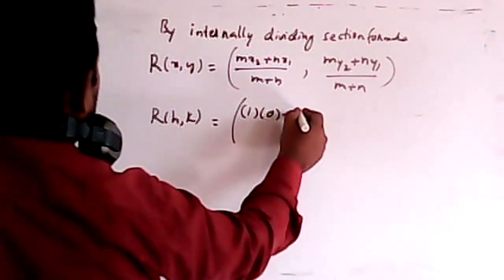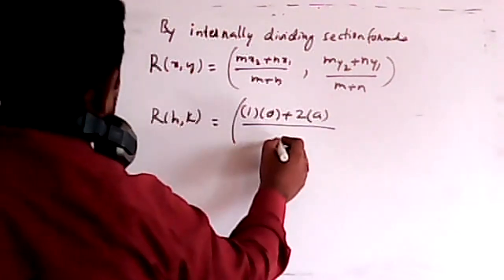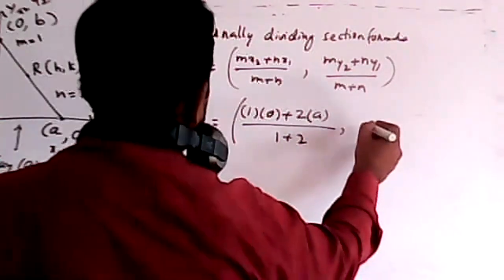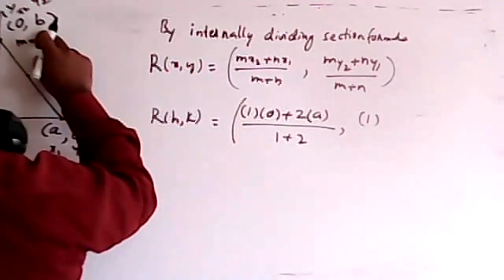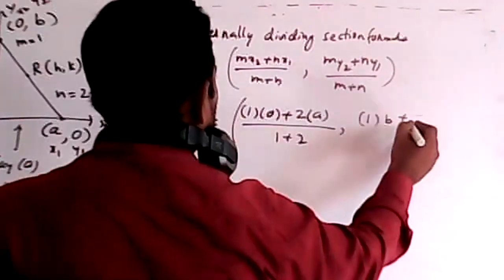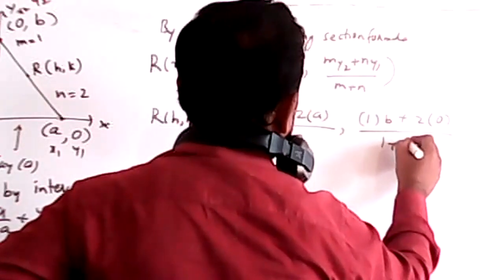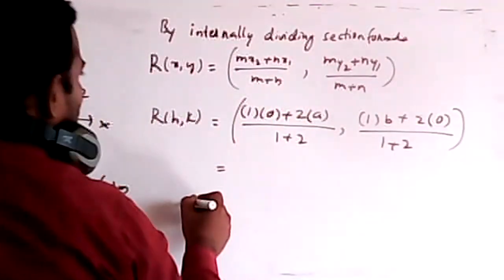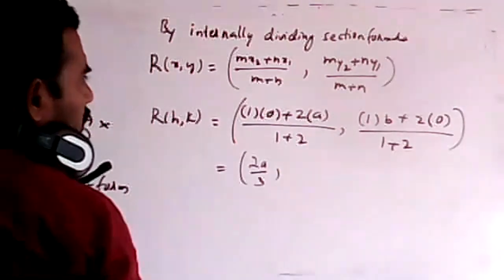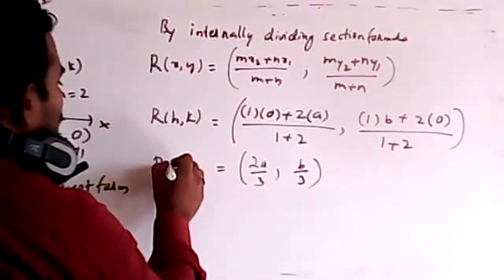n x1: n is 2, x1 is a. m plus n: m is 1, n is 2. m y2: m is 1, y2 is b. n y1: n is 2, y1 is 0. Divided by m plus n. Check it now: it is 2a by 3 for x, and b by 3 for y. This is R of (h, k).